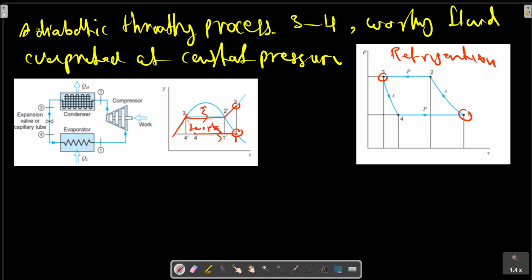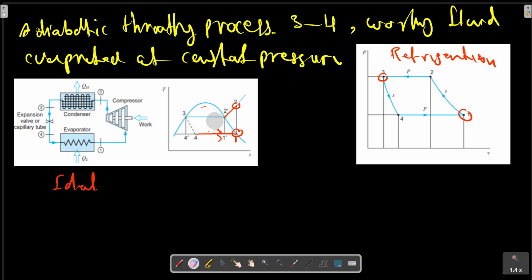The similarity of this cycle to the reverse of the Rankine cycle has already been noted. We also noted the difference between this cycle and the ideal Carnot cycle, in which the working fluid always remains inside the two-phase region: 1 prime, 2 prime, 3, 4 prime, and 1 prime is the Carnot cycle.